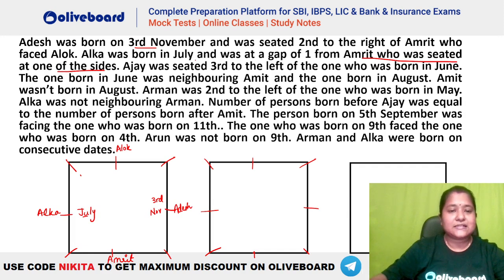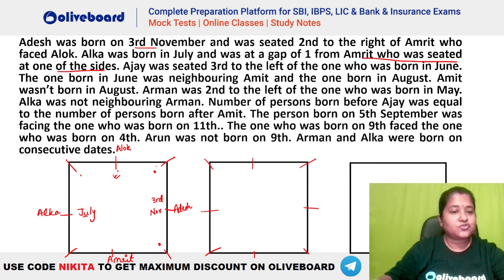Okay. So let's say Ajay is 3rd to the left of June. Let's say Alok is June here. So 1, 2, 3. This person Ajay can be here, right? We can have your Ajay here. But it is given that the one born in June, let's say if we have taken Alok here as June, he should be a neighbor of Amit and the one in August. So you can see that's a possibility. Let's say if we take your June here.